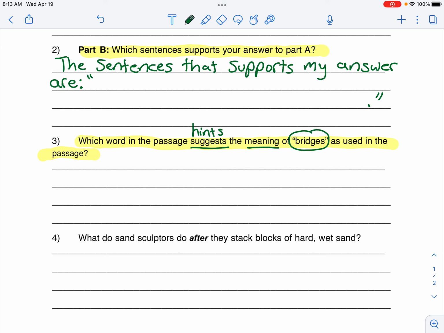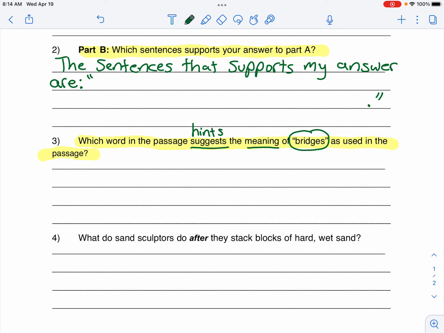Okay, so we're going to go back in the text and see if we can find that word. Go ahead and put a box around it and read the words around that word. See if you can find hints that help you understand what the word bridges are in the text.